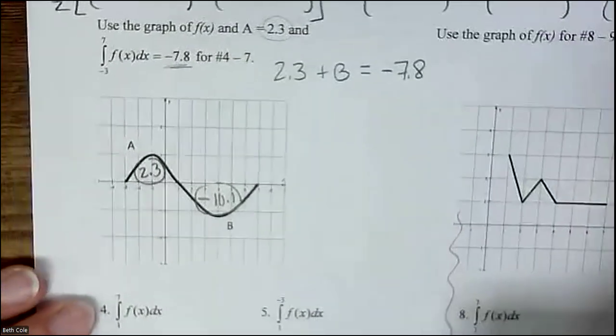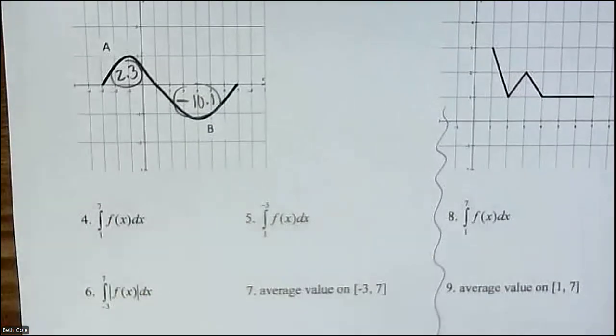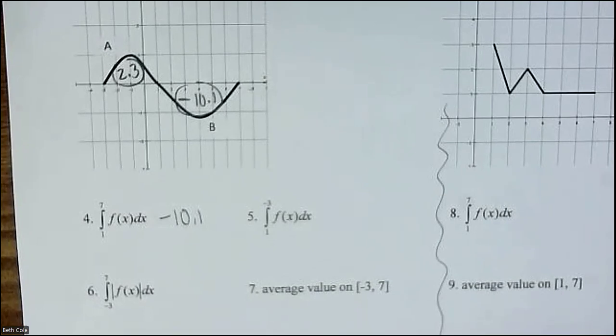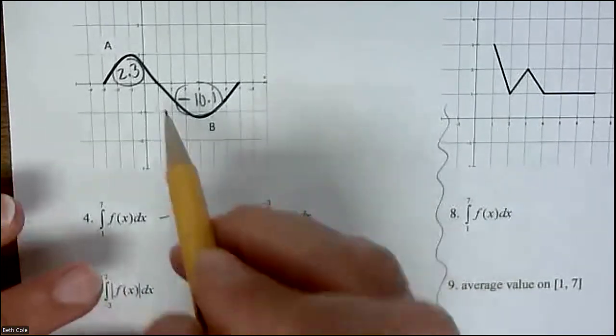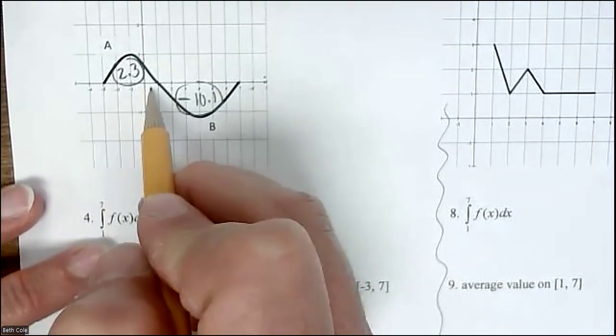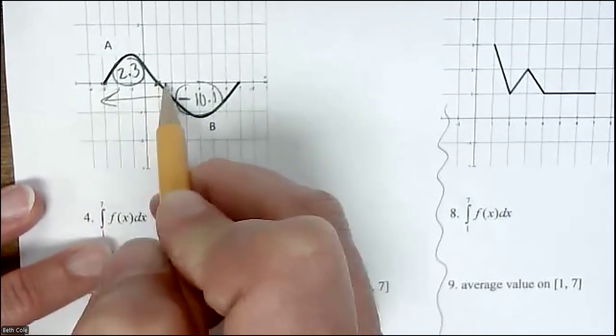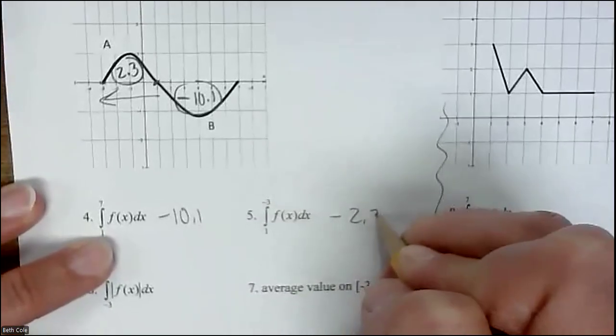What do you guys think about number 4? This is like review of what you did last time. From 1 to 7 would be what? Yep, -10.1. Number 5, from 1 to -3. Watch me point to this. From 1, which is right here, to -3, you're going backwards. Good. -2.3.